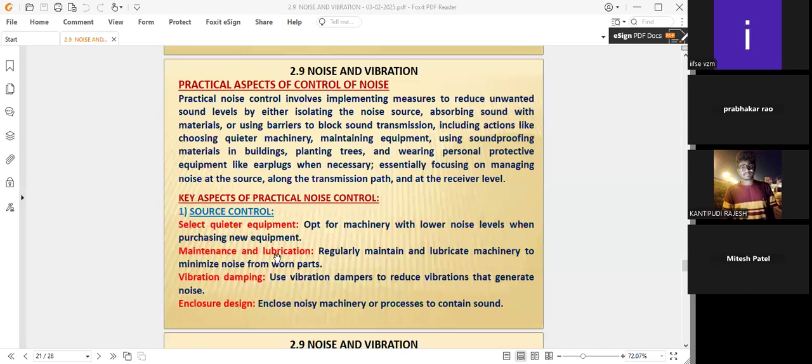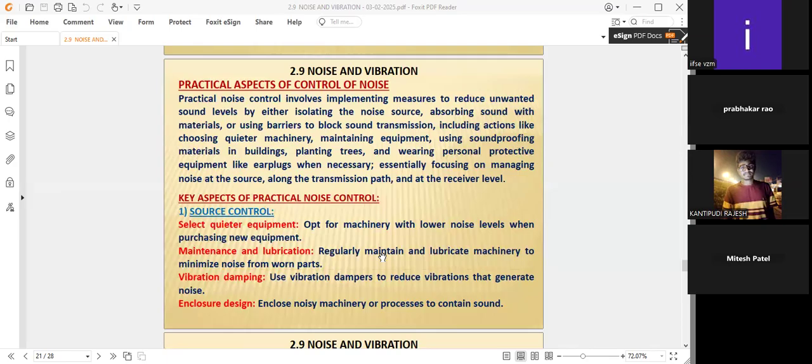Next is maintenance and lubrication. Regularly maintain the high technical or critical equipment. Regularly maintain and lubricate machinery to minimize the noise from worn parts. If a standby is there, maintenance can definitely be taken care of. Even if the standby is not there, we have to wait for the breakdown or another plant shutdown, and see that regular maintenance is accommodated by the organization.